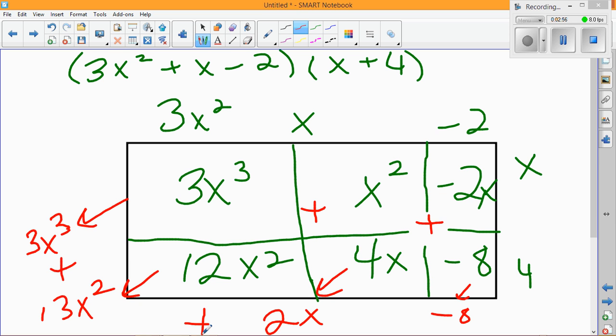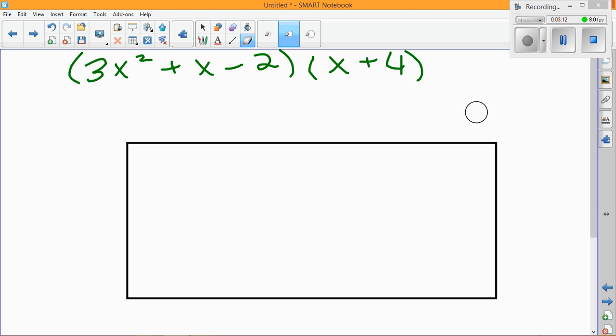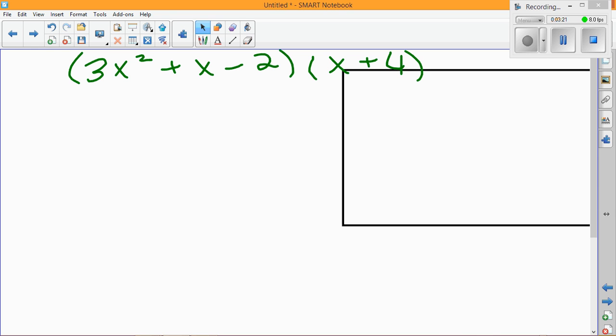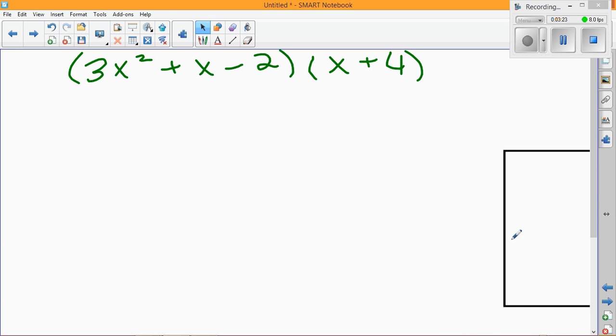And it ends up being pretty quick and easy to do that. And it does take up a little more space on your paper, but I think it's well worth it. Now let's look at how we would do it with the distributive property. The area model is using the distributive property, but maybe it's not so evident.